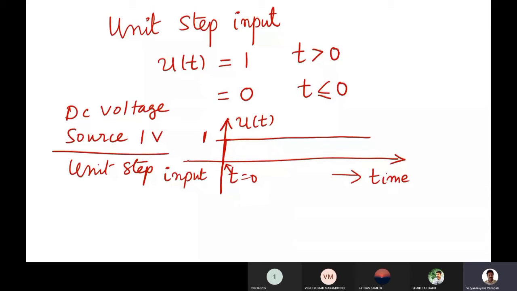So a unit step input is a signal whose magnitude is equal to 1 for t greater than 0 and whose value is equal to 0 for t less than or equal to 0.